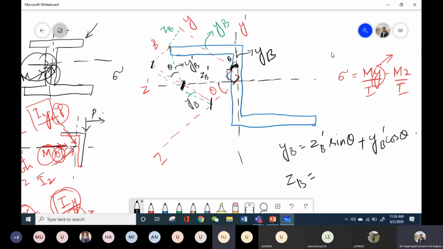Sir, can you please identify which line is YB dash or ZB dash? Mechanical fluids. YB dash. Sorry, this red line is YB. This green line is YB dash, and this red line is YB. Over here, I have shown it. So this red line is YB, this green line is YB dash, and this horizontal line is ZB dash.